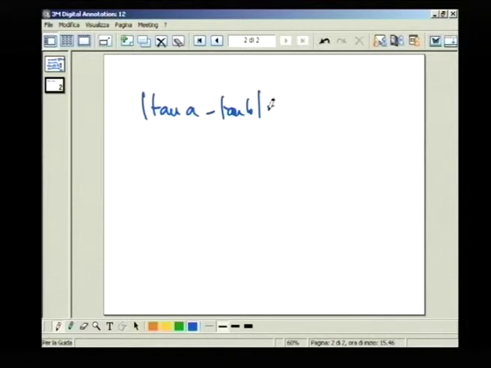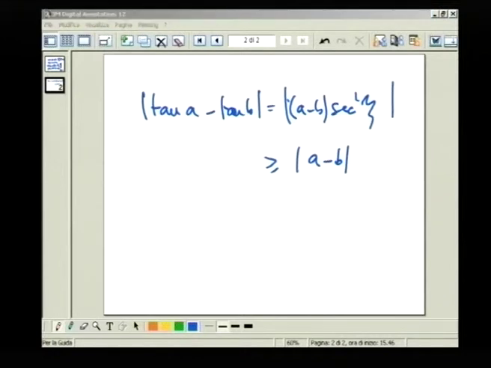This is equal to what? This is equal to the modulus. You apply here A minus B times the derivative of tan, which is sec square of zeta. But the sec is always greater than 1, so this gives you modulus A minus B. So you see how we can apply the theorem in reaching many applications and inequalities between values of functions.